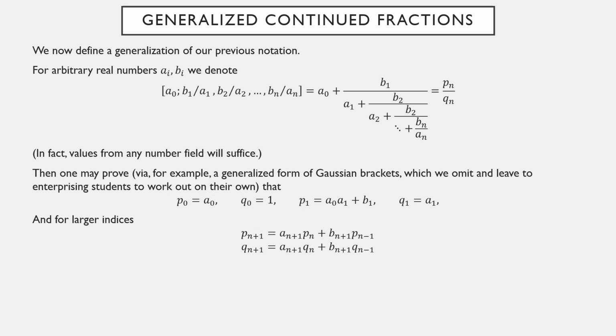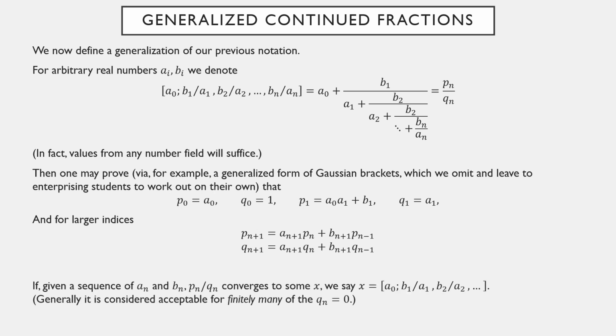The a_n's, by the way, are sometimes called the partial denominators rather than the partial quotients, and the b's are called the partial numerators. Now suppose you have a given sequence of a_n, b_n, and then p_n and q_n. If the p_n over q_n converge to some value of x, then we can say that this infinite generalized continued fraction represents the number x.